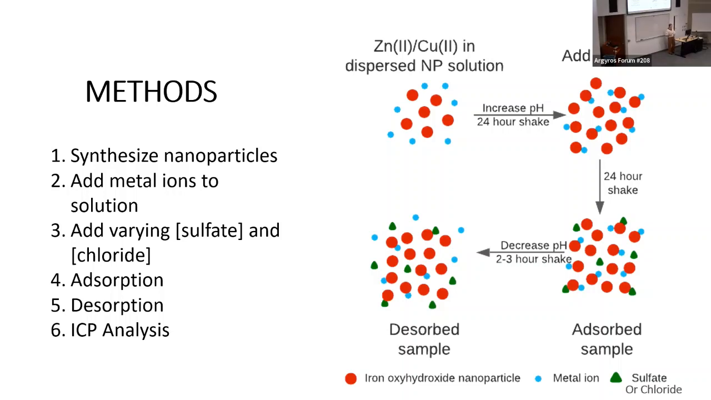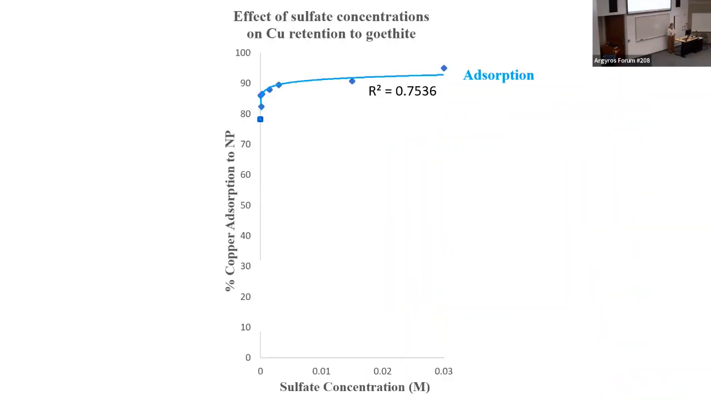And then our last step was to take all these samples and use ICP-OES, which is a machine that allows us to determine the concentration of any samples that we have for a specific metal. So you'll create a calibration curve, and it'll help you determine what concentration of copper and zinc is still left over in that sample.